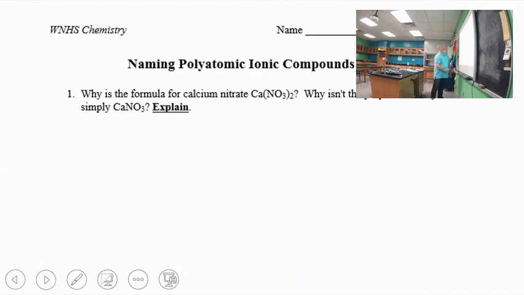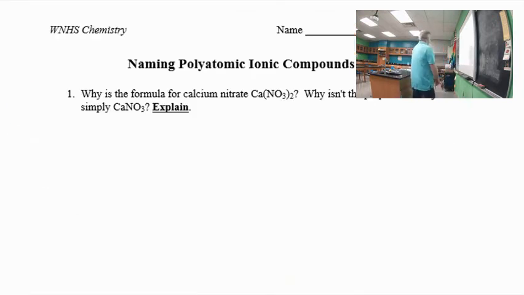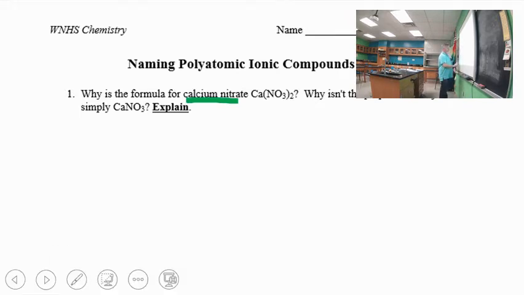All right, so that's done with our notes. Let's move on to worksheet 2, which is in yesterday's folder. Let's think about this first problem real quick. Why is the formula of calcium nitrate Ca(NO3)2, with NO3 in parentheses and a 2? Why isn't it just CaNO3?